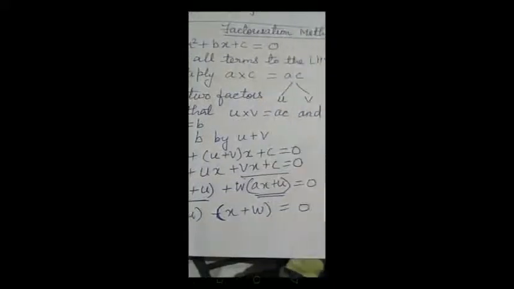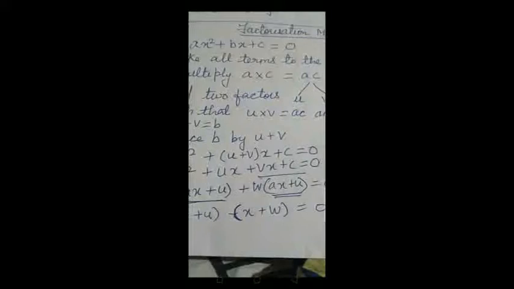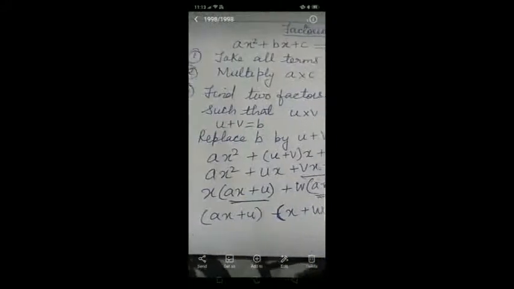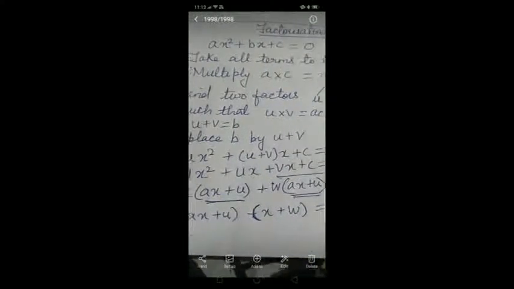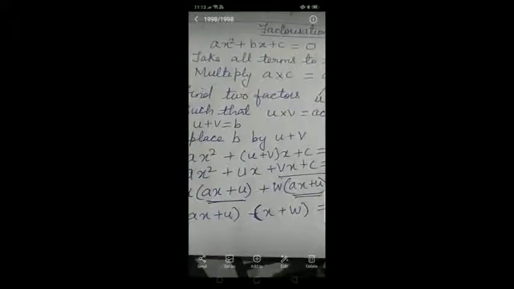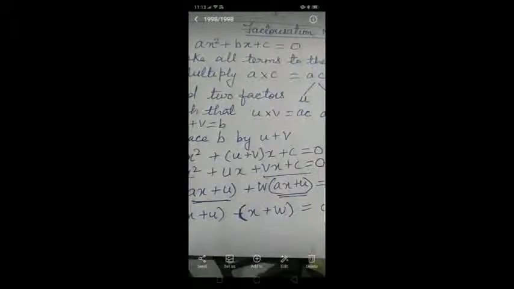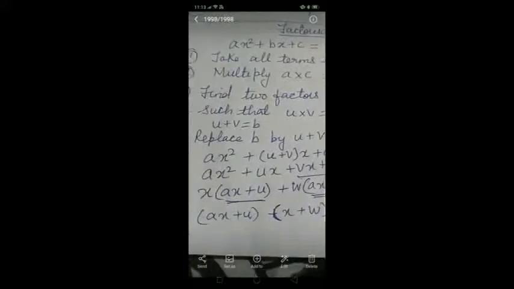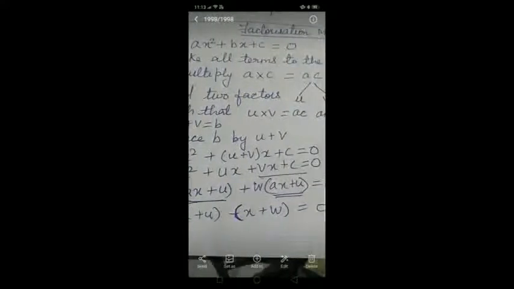After that, what you have to do? You have to replace the B with these two factors U and V. Replace B by U and V. So ax square, instead of writing B, I will write U plus V, and x plus C. So it will become ax square plus ux plus vx plus c.